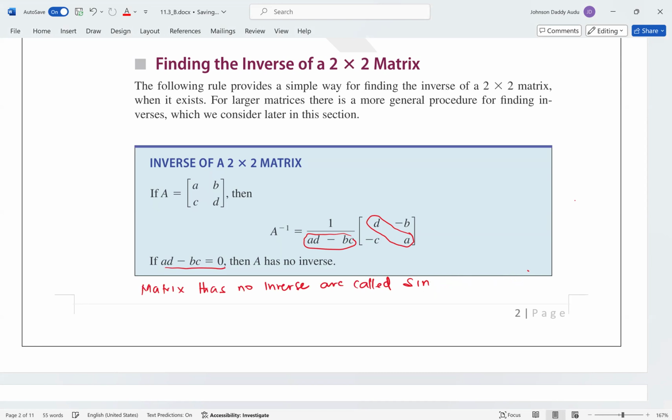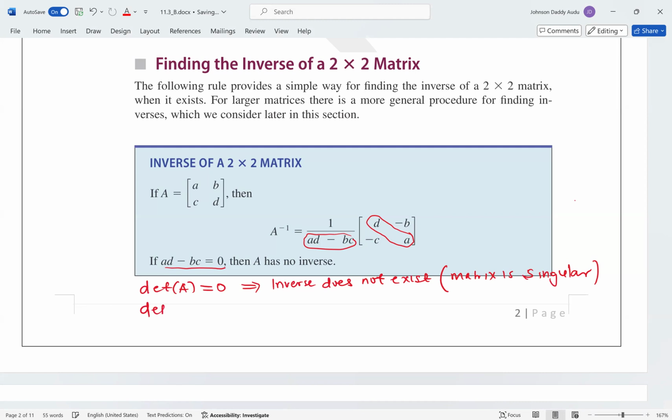So, okay, let me just put it this way. If the determinant of A, of any matrix, is equal to 0, this means that the inverse does not exist, right? It's also the same thing as saying that the matrix is singular. So anytime you hear a singular matrix, we are simply referring to a matrix where the determinant is 0. In other words, the inverse does not exist.